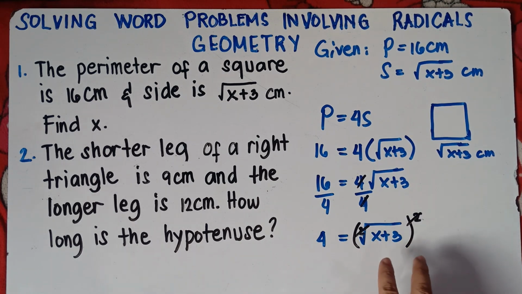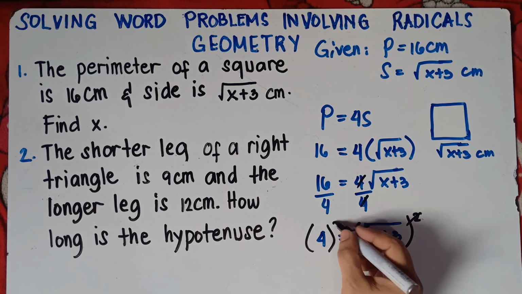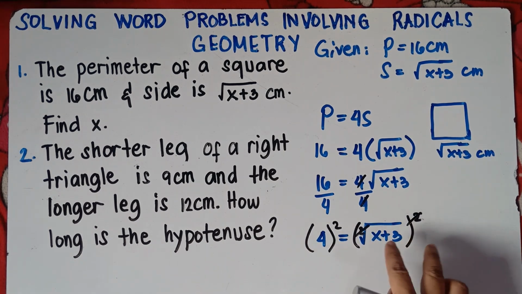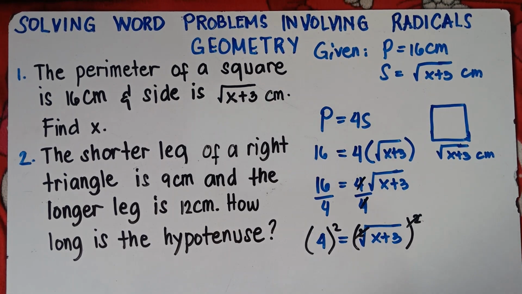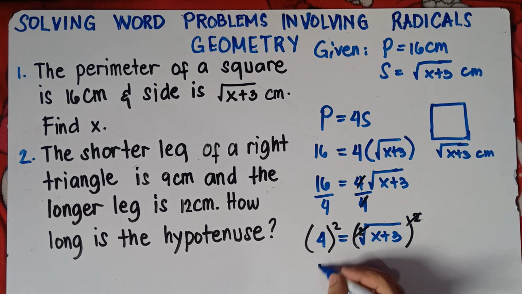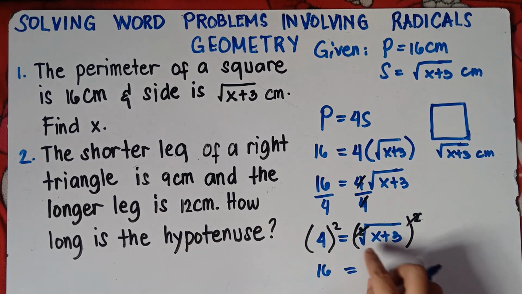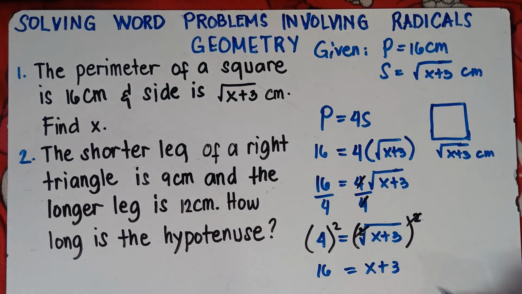Now, once you square on the right side, you also square on the left side to keep the equation balanced. So, 4 squared, class. What do we mean by 4 squared? That's correct. 4 squared means 4 times 4. It's not 4 times 2. You multiply 4 by itself twice. So, 4 times 4, that is 16, equals, since we cancel the square root, copy x plus 3.